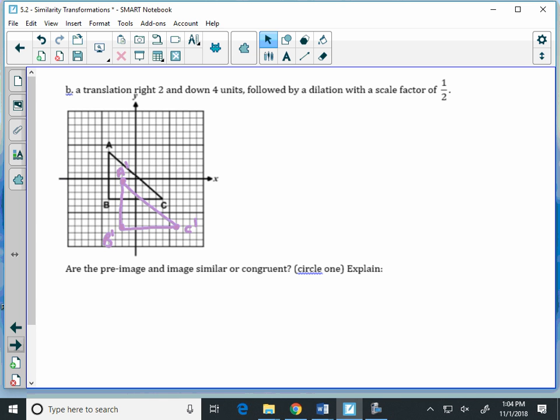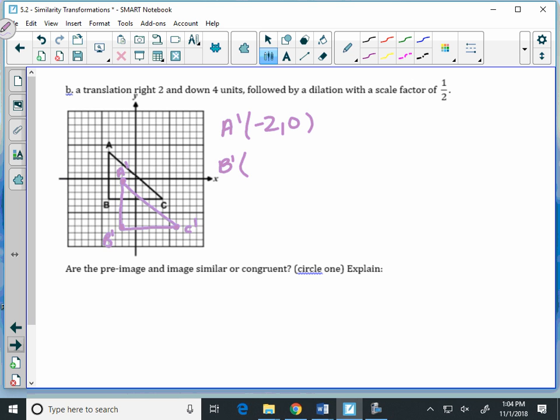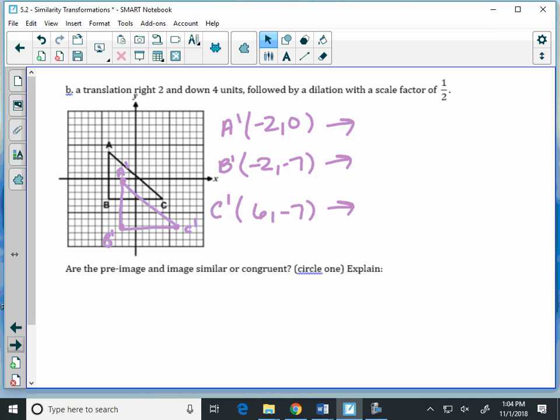Then we have to do the next transformation, which is our dilation. So just like we did on the last one, we write those new points down. I'm going to write A prime, which is 2, 0. B prime, which is -2, -7. And then C prime is at 1, 2, 3, 4, 5, 6, -7. And we're going to get our new points, A double prime, B double prime, and C double prime.